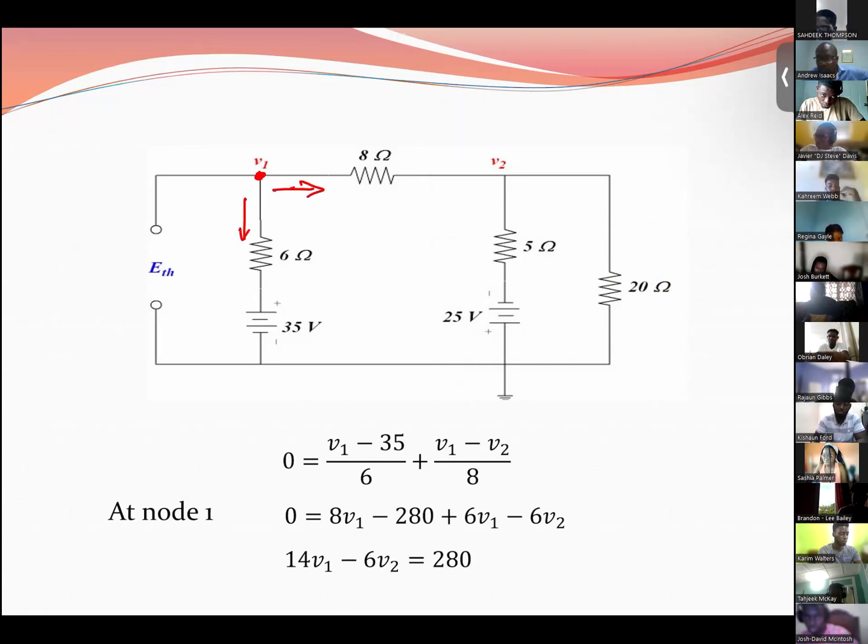So we have the current through the 8 ohm, we have the current through the 6 ohm. Through the 6 ohm, it is V1 minus 35 over 6. Through the 8 ohm, it's V1 minus V2 over 8. And we simplify that, and that's our expression.